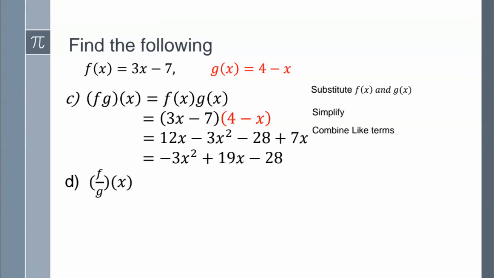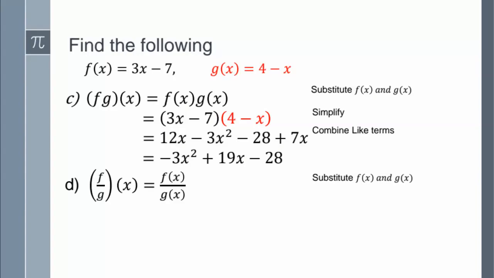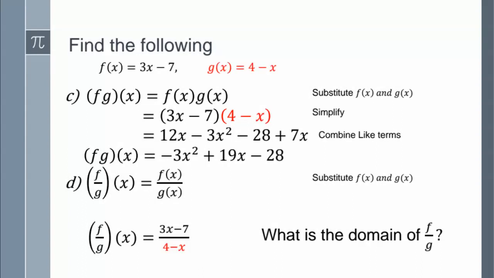And let's do the last example here, the division. This says f divided by g of x, okay? So I am going to rewrite it to what it wants me to do. What it really wants me to do is just divide function f by function g. So let's go ahead and substitute. And we have 3x minus 7 over 4 minus x.